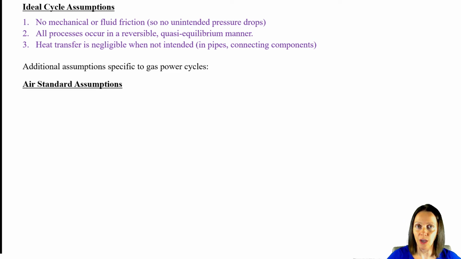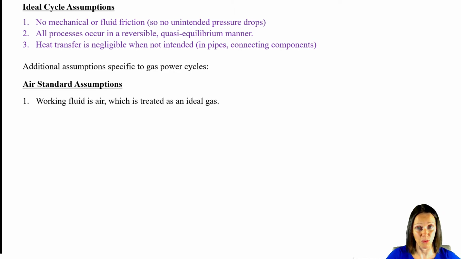The first air standard assumption is that we've got air as a working fluid and it behaves as an ideal gas. So we have several forms of the ideal gas law that we can use. That R is the specific gas constant. It's specific to whatever gas you're talking about. You can calculate it based on the universal gas constant, R bar.